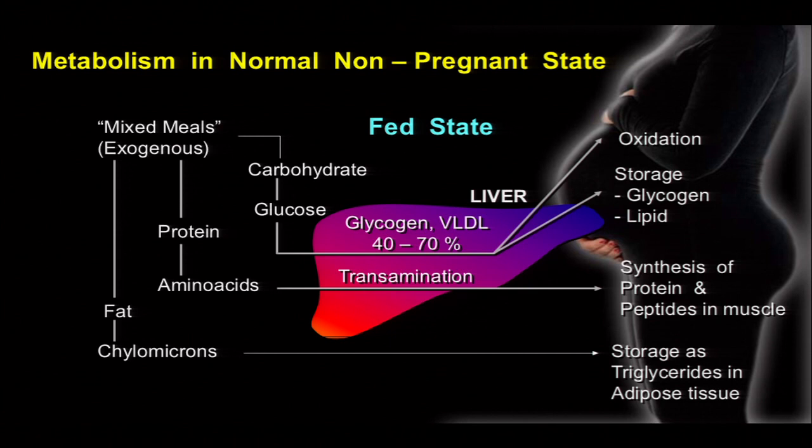During the fed state, carbohydrates are broken down to glucose, which is utilized for oxidation or stored as glycogen and lipids. Proteins are broken down to amino acids, and they are resynthesized as proteins and peptides in the muscle. And fat is converted into chylomicron, which is stored as triglycerides in the adipose tissue.